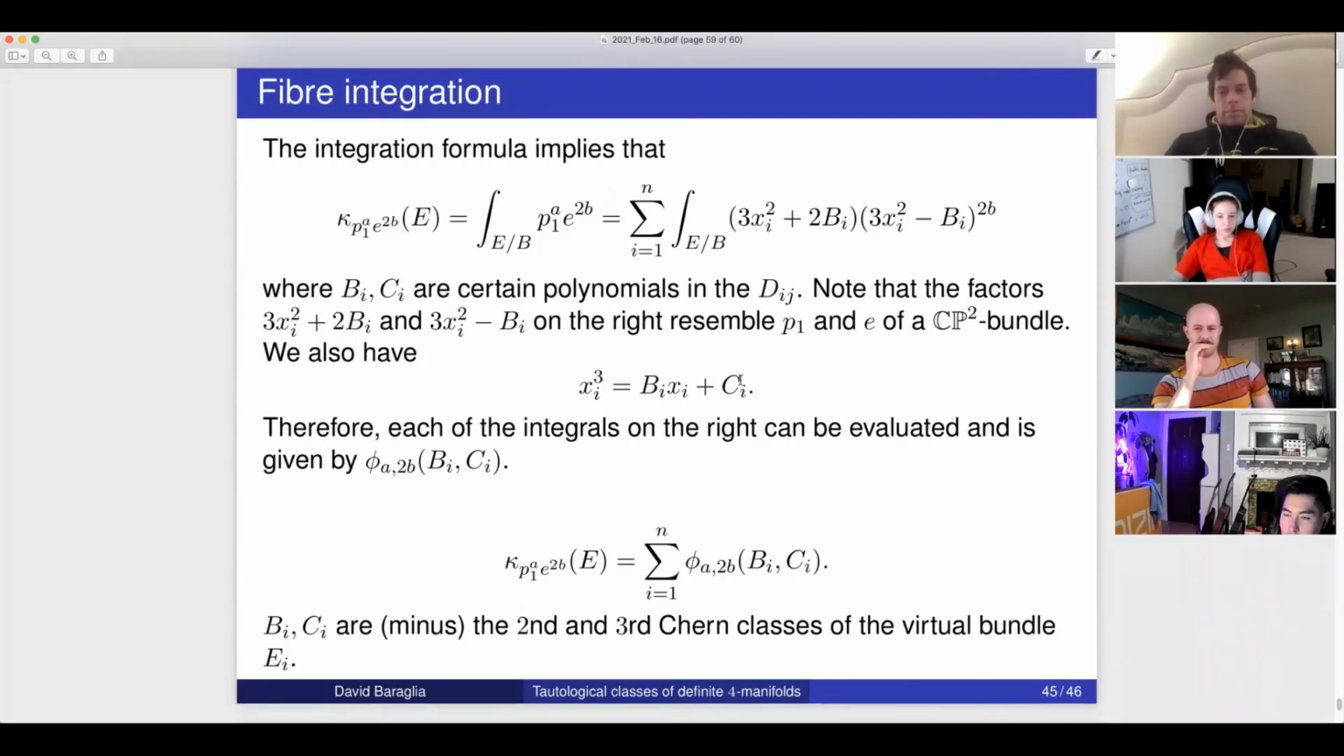Another interesting fact is that you also get these relations: xi cubed equals bixi plus ci, exactly what we saw for a linear CP2 family. So this family E somehow has some sort of structure that resembles linear CP2 families.